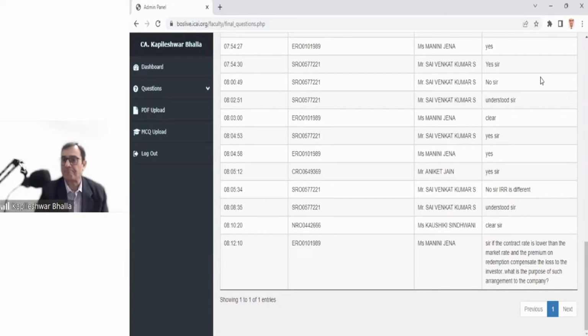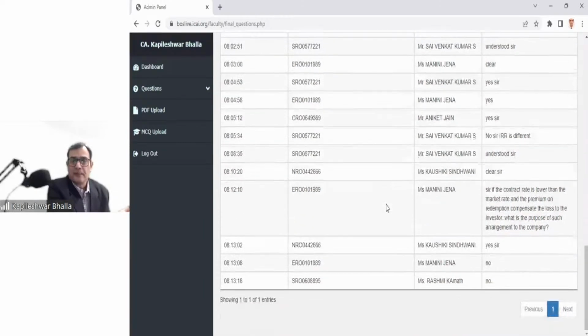Decide. And Manini, you said, sir, the contracted rate is lower than the market rate and the premium on redemption compensates the loss to the investor. What is the purpose of such an arrangement to the company? Well, as I said earlier, let me put this. And I think that's right, Manini, that's right, Rashmi, Koshki, I think you said yes, no.